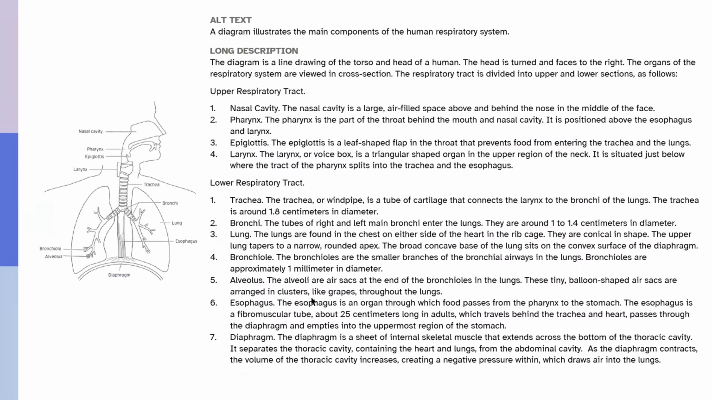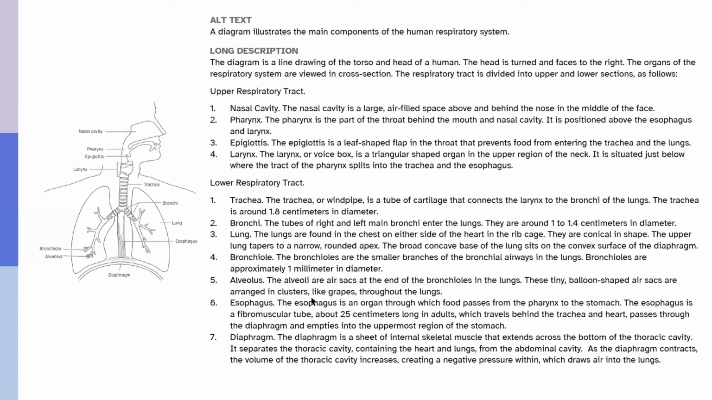So you end up with something that would look a little bit like this. You have your alt text up front: a diagram illustrates the main components of the human respiratory system. And then you have your long description or extended description, which goes into the detail. It's a line drawing of the torso and head of a human. The head is turned and faces to the right. The organs of the respiratory system are viewed in cross-section. The respiratory tract is divided into upper and lower sections.